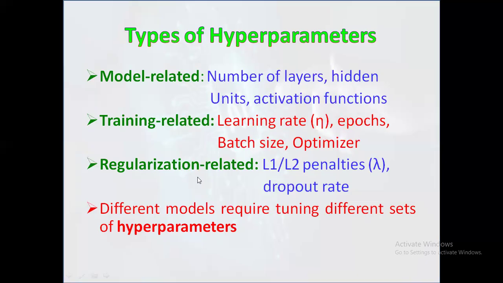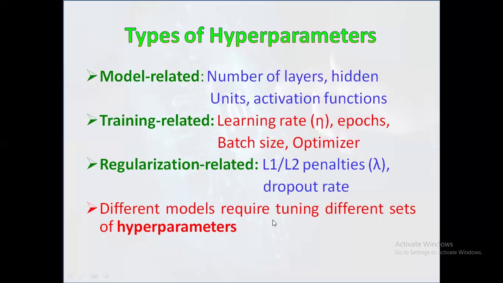Next, regularization related means regularization hyperparameters prevent overfitting by penalizing model complexity. L1 and L2 add a term to the loss function based on the magnitude of weights. Dropout randomly disables neurons during training, forcing the model to learn robust features.